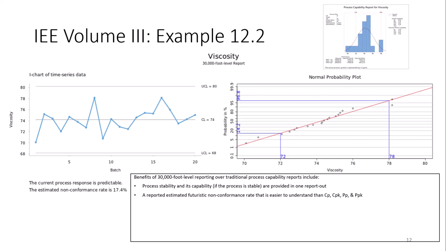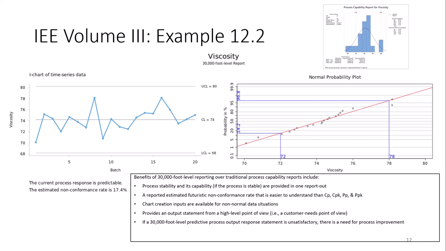Chart-created inputs are available for non-normal data situations. It provides an output statement from a high-level point of view, that is, a customer needs point of view. If a 30,000 foot level predictive process output response status statement is unsatisfactory, there is a need for process improvement. When a process is enhanced, its 30,000 foot level individuals chart would be staged to a new improved level of performance that would be shown in the probability plot and stated at the bottom of the report out.